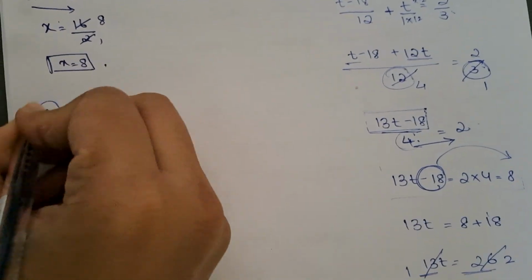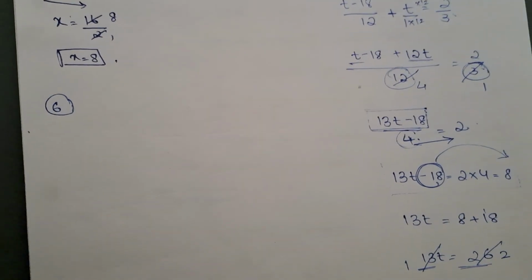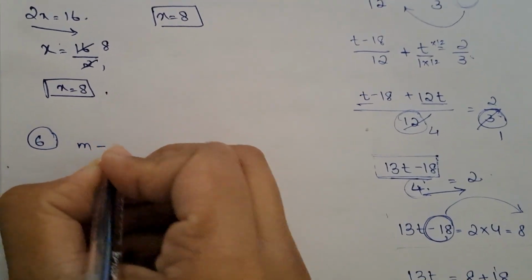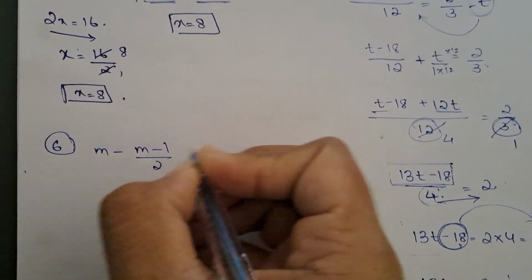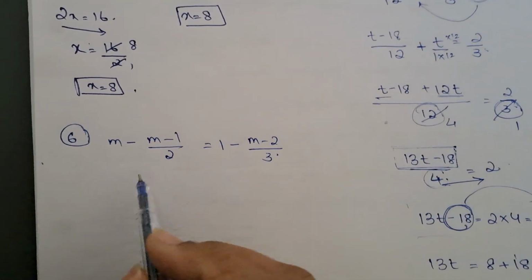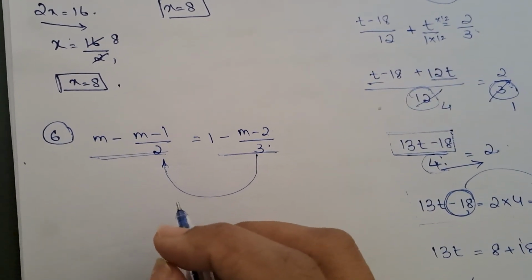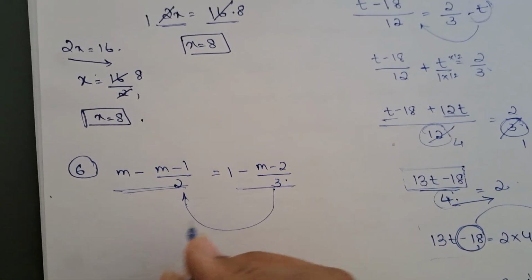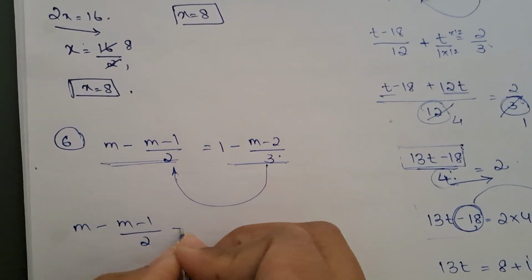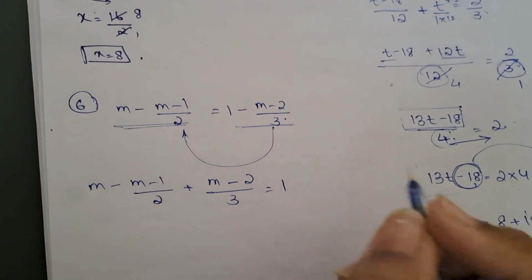Going to the sixth question now. The sixth question is m minus (m minus 1)/2 is equal to 1 minus (m minus 2)/3. m terms are here, m terms are here. I can bring these m terms together, all of them. Okay, so what we are going to do, (m minus 1)/2 minus goes towards the other side, plus of this by 2 is equal to 1 I have here.